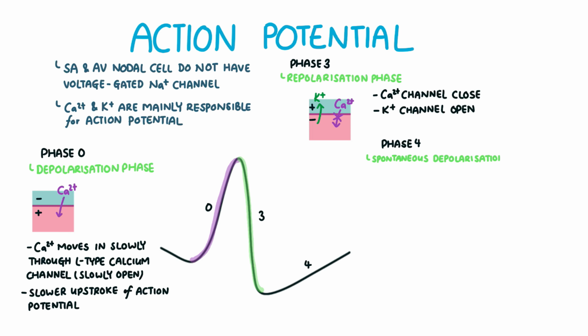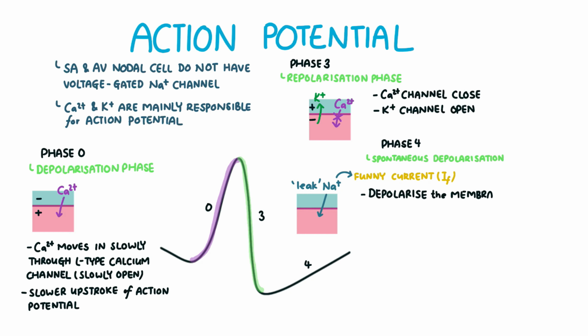Phase 4, the spontaneous depolarization phase, is the most important phase in the slow action potential as it is responsible for the heart's automaticity. The SA nodal cells are leaky. During phase 4, sodium ions leak into the cells, and we call this the funny current, which is annotated by If. This gradually depolarizes the cell until it reaches a threshold potential.